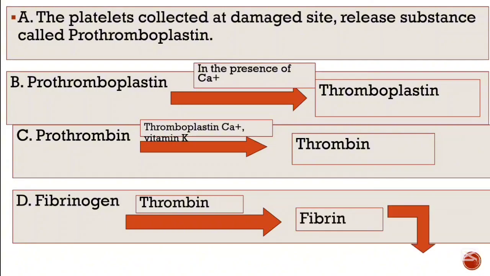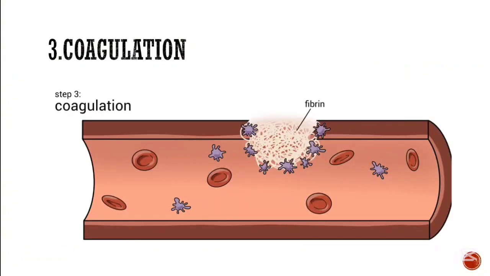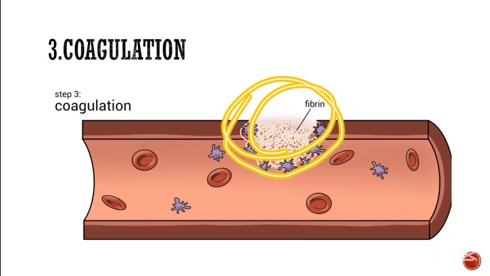Fibrin is a sticky substance which helps to stick the platelets to one another, and when the platelets stick to each other, there will be the formation of a platelet plug and clotting happens. So finally we have coagulation. Fibrin helps to stick all the platelets together. So finally the coagulation happens, and thereby prevents the excess loss of blood. So this is how the platelets help in clotting of blood.